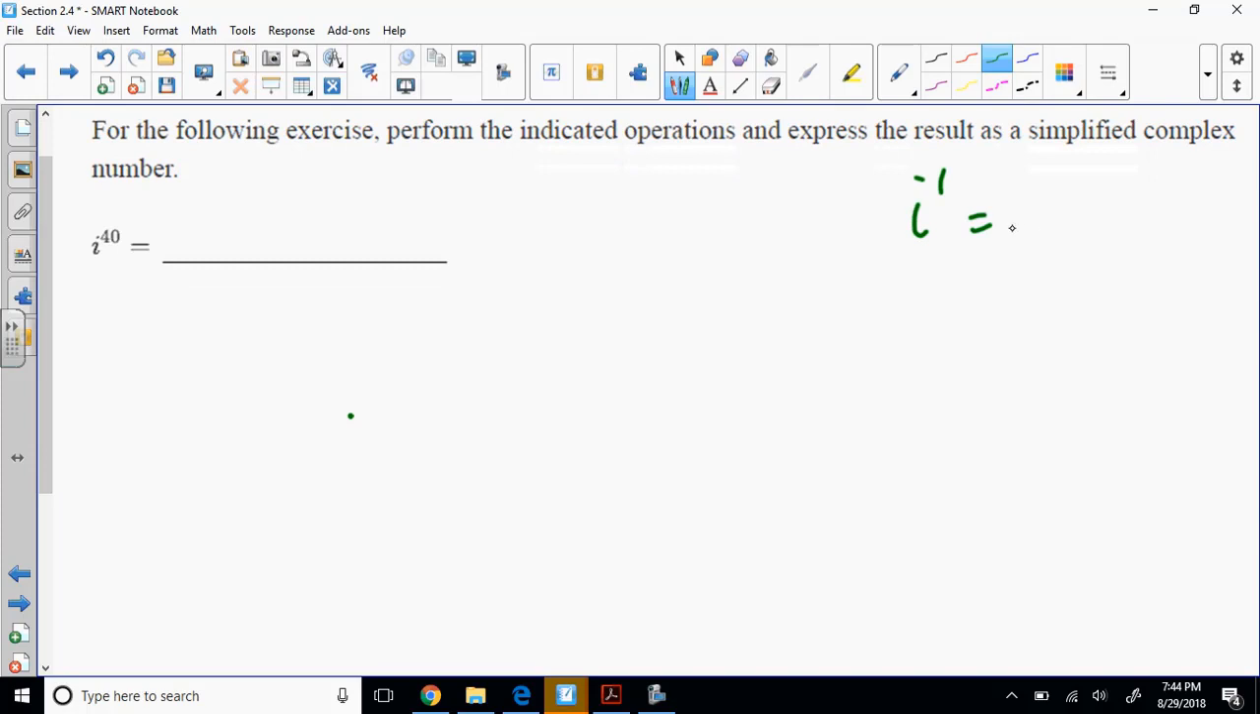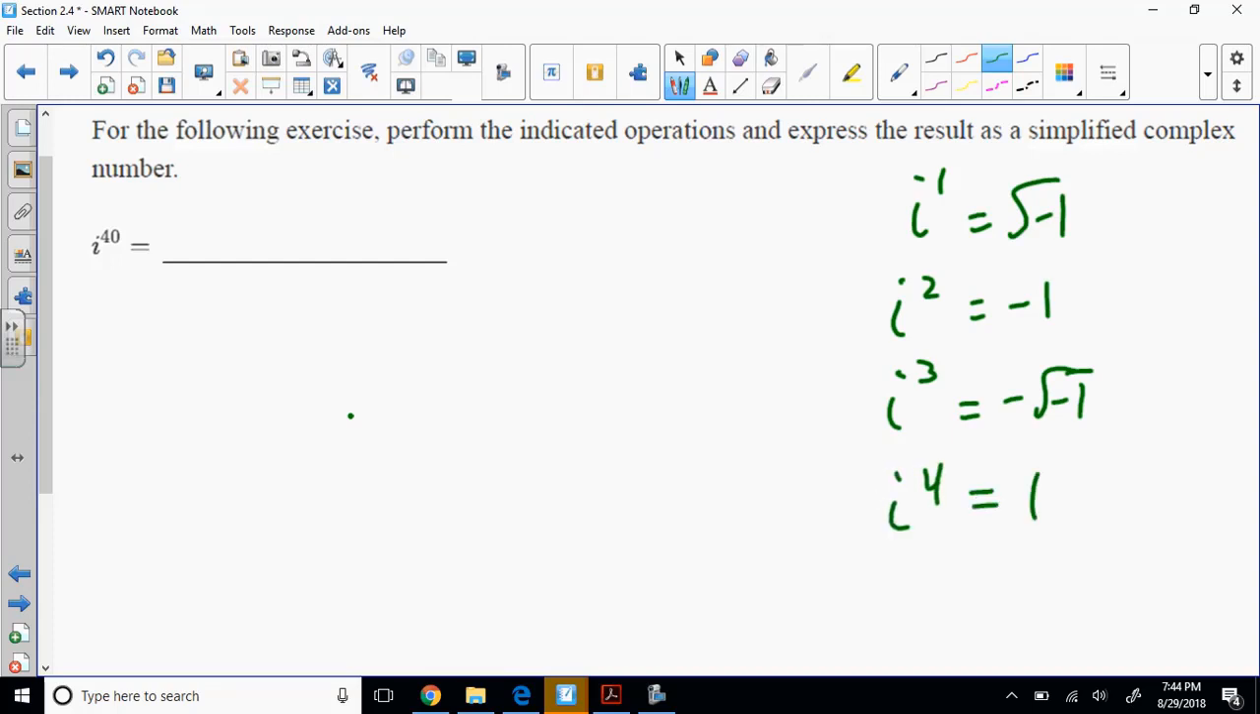i to the first is nothing more than square root of negative 1. i squared is what? Negative 1. i to the third is nothing more than what? These two multiplied. Negative square root of negative 1, right? And of course, i to the fourth is nothing more than 1.